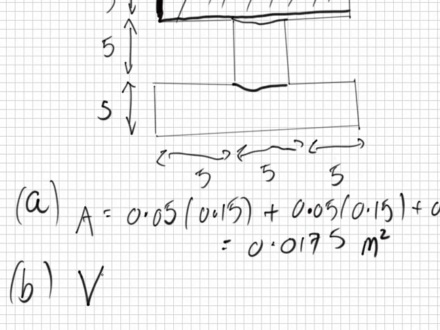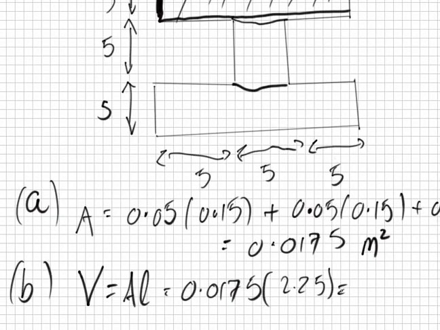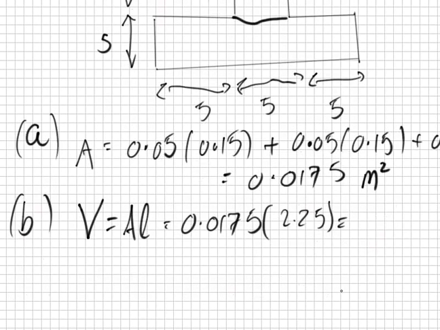Okay? So here, the volume would be AL, which would be 0.0175 times the length, which is given as 2.25. So the volume is 0.039 meters cubed. Now he doesn't want the volume, he wants the mass.